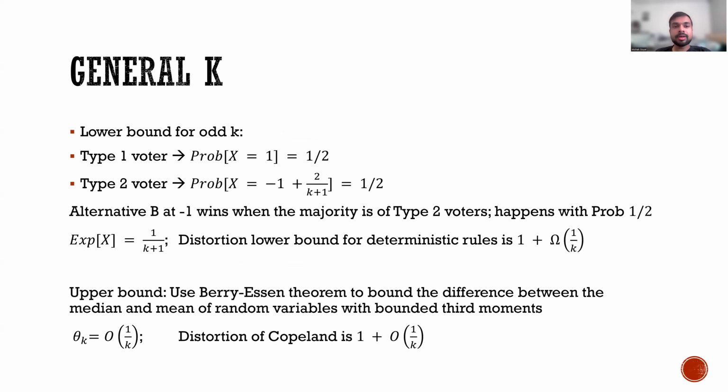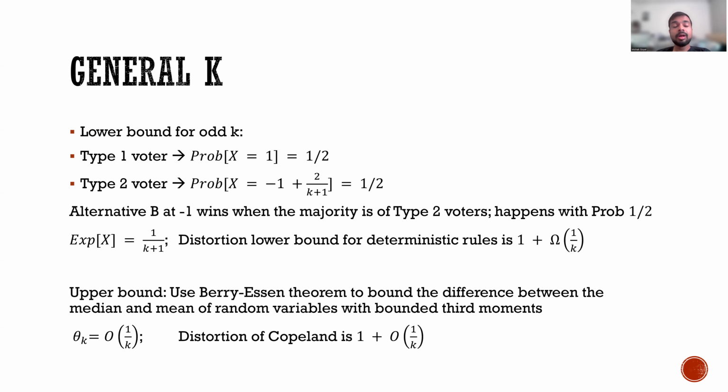For the case of general K, that is when we have a larger number of voters deliberating and submitting their preferences, we have the following result. As a lower bound, we can give a construction where the probability mass is on only 2 points. That is, half of the mass of the voters is at x equal to 1, and the other half of the mass is at minus 1 plus 2 over k plus 1. And in this case, we can see that the expected value of x is 1 over k plus 1, which gives a distortion lower bound of 1 plus order 1 over k.